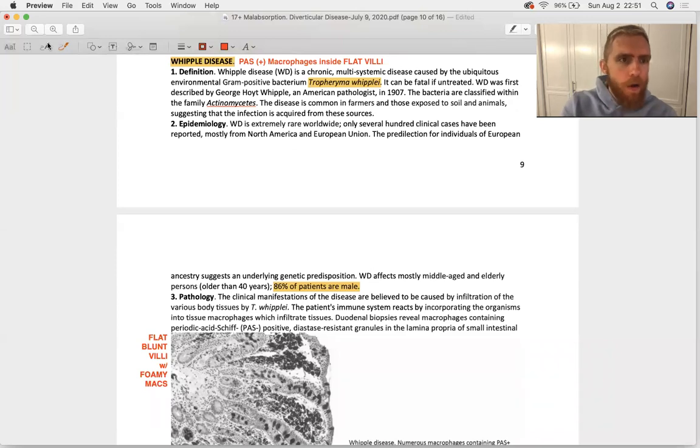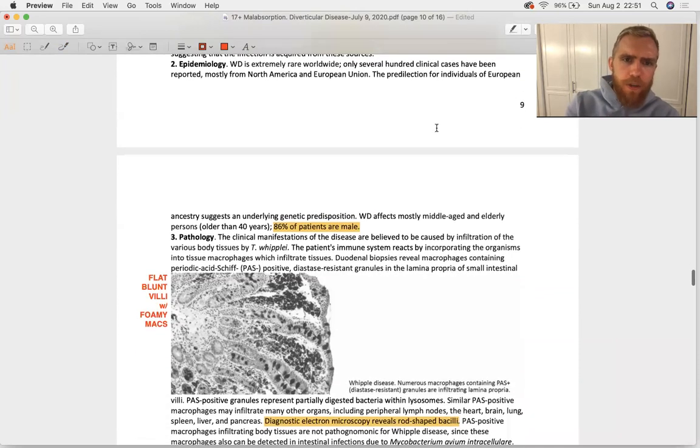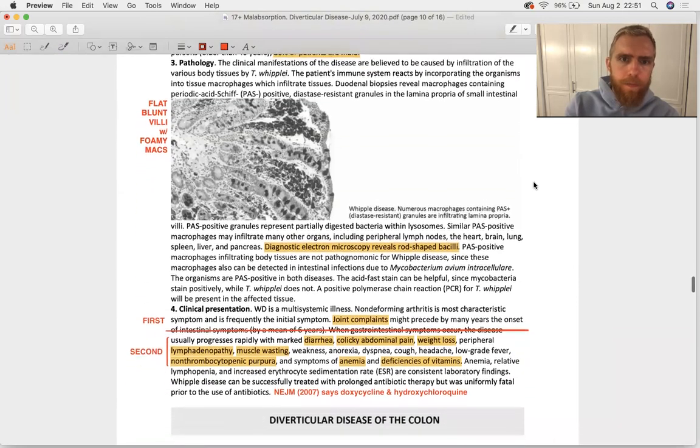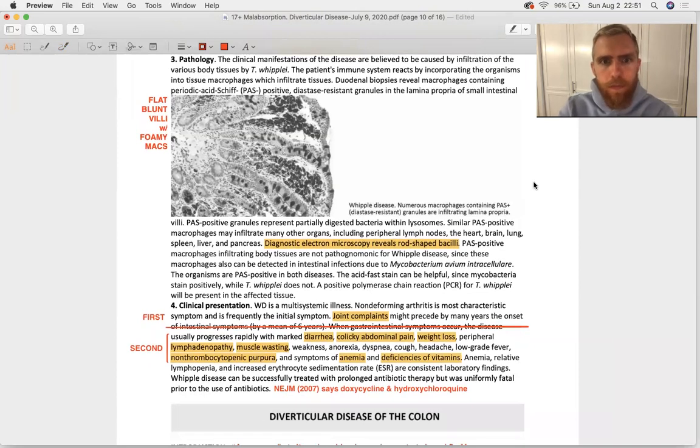Disease is common in farmers and those exposed to soil and animals. It's pretty rare. Most patients are male. The patient's immune system incorporates Tropheryma whipplei into tissue macrophages, which infiltrate various tissues. And so then they particularly go in the gut.